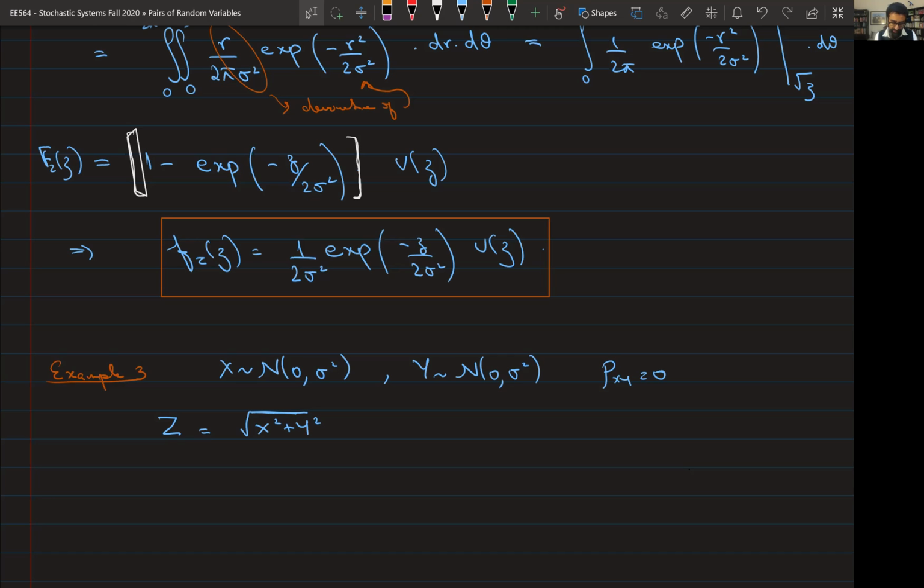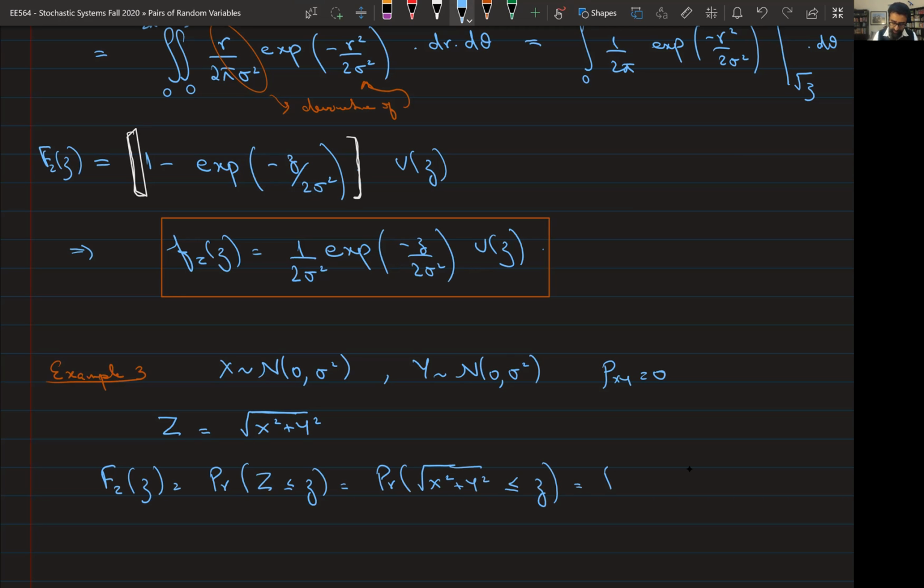It turns out the way I'm going to go about this is exactly the same. F_Z of z is equal to the probability that capital Z is less than or equal to small z, which is the probability that root of x squared plus y squared is less than or equal to small z.